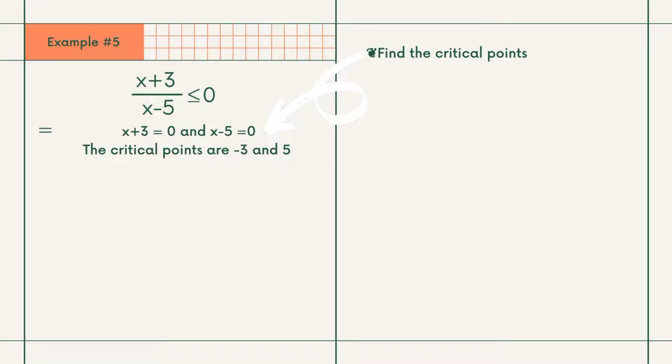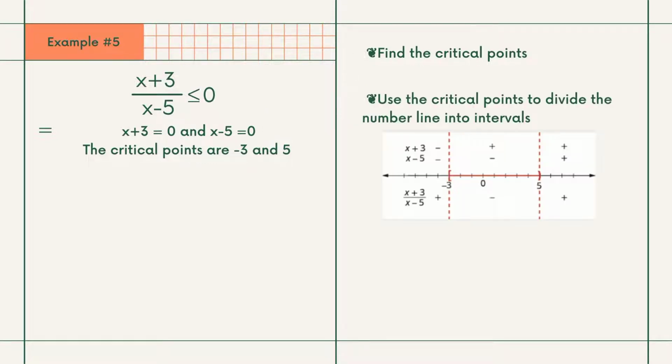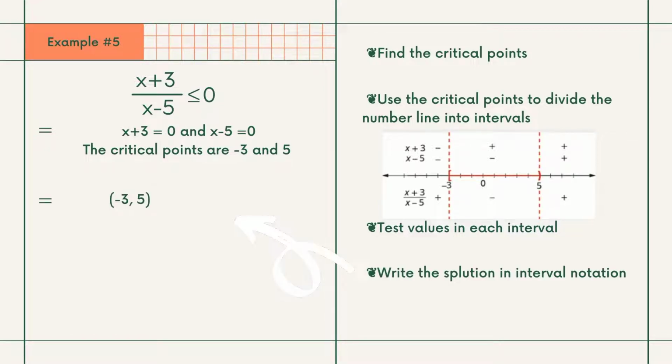x plus 3 equals 0 and x minus 5 equals 0. The critical points are negative 3 and positive 5. Use the critical points to divide the number line into intervals. Test a value in each interval. Write the solution in interval notation.